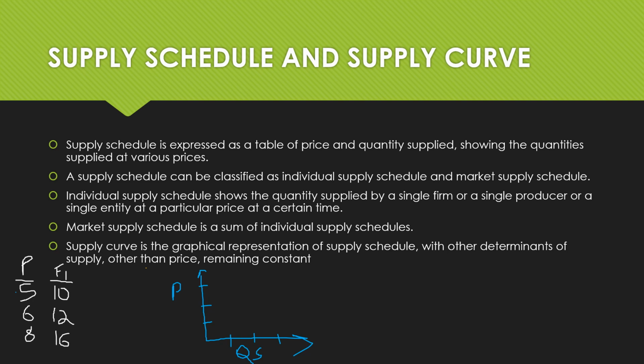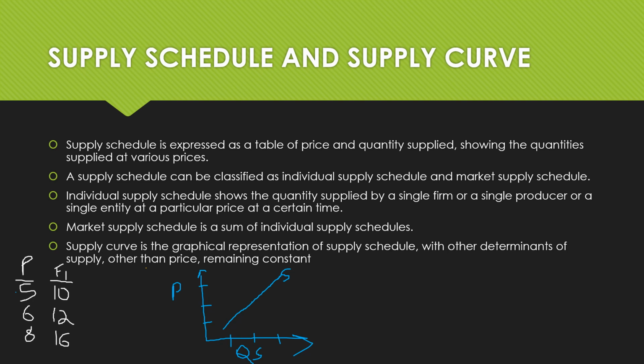The first point is 5 and 10, which will be here. Next is 6 and 12, over here. Next is price 8 and the quantity supplied is 16. So roughly I have just drawn a supply curve. This is an example of a supply curve, which is represented by S. A supply curve is a graphical representation of the supply schedule.